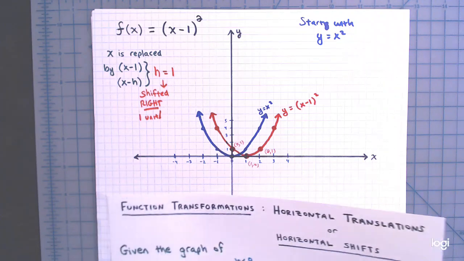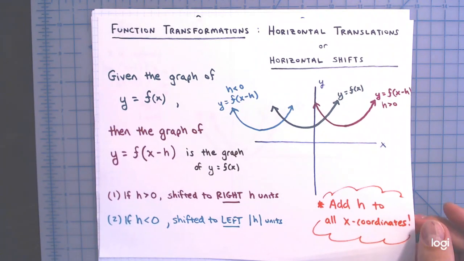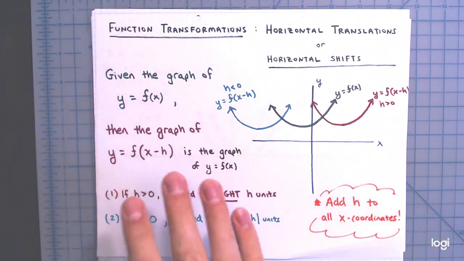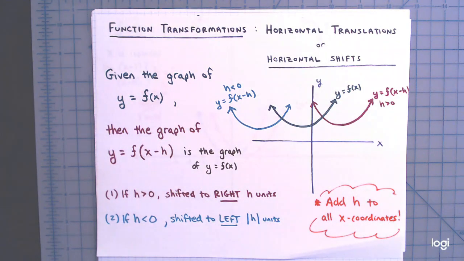The most important thing is on the front, on that first page I talked about, what does it mean for a function to undergo this horizontal translation or horizontal shift transformation. All right?